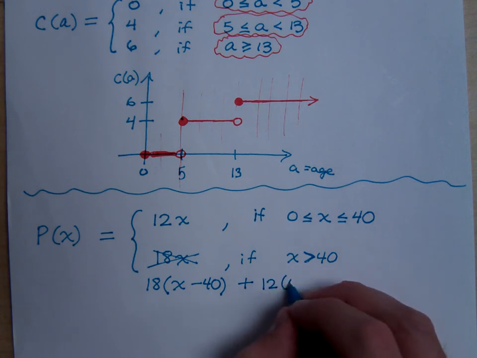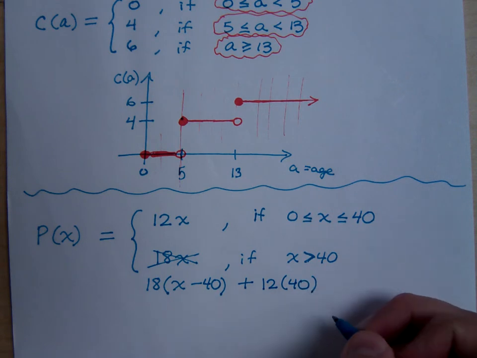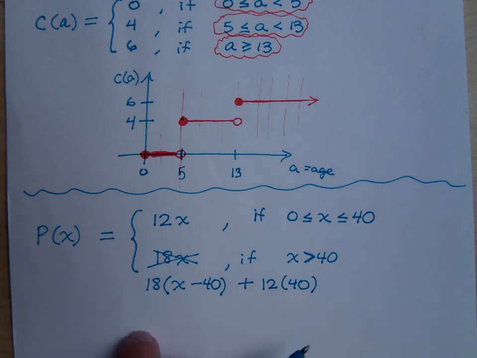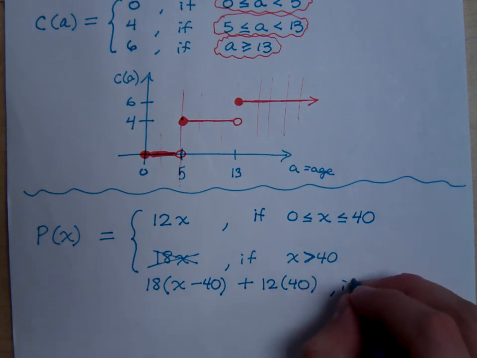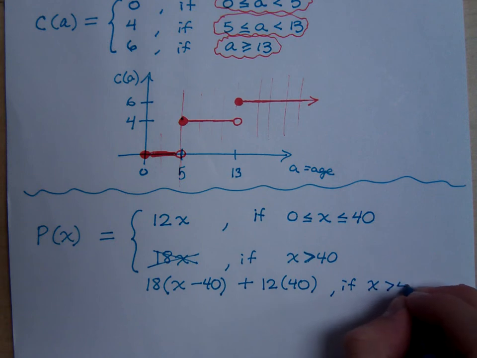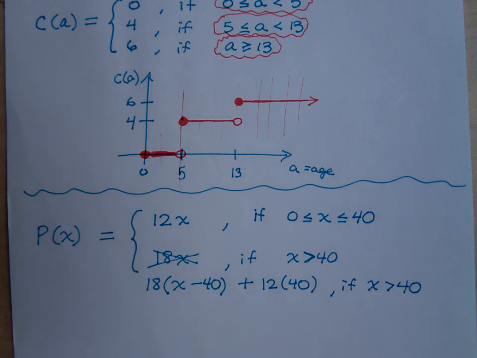$12 an hour at 40 hours, right? So what we're saying here is that if you work more than 40 hours, what's happened? Well, you've worked 40 hours at $12 an hour, but then the excess is going to be at $18 an hour. Does that make sense? And it's still going to be with the condition that x is greater than 40. Okay. Now you can actually graph this on your graphing calculator, even with these conditions.